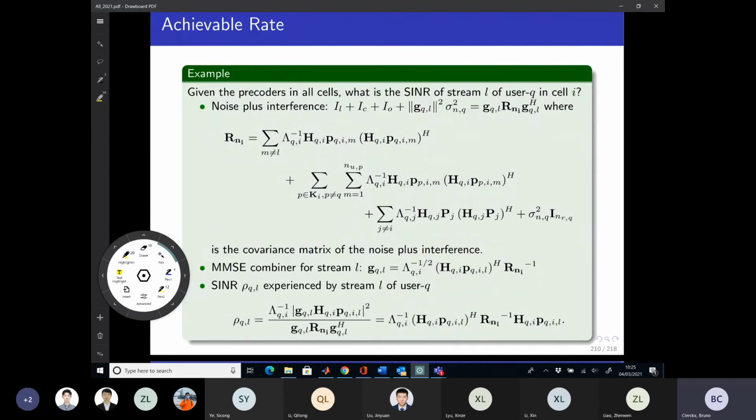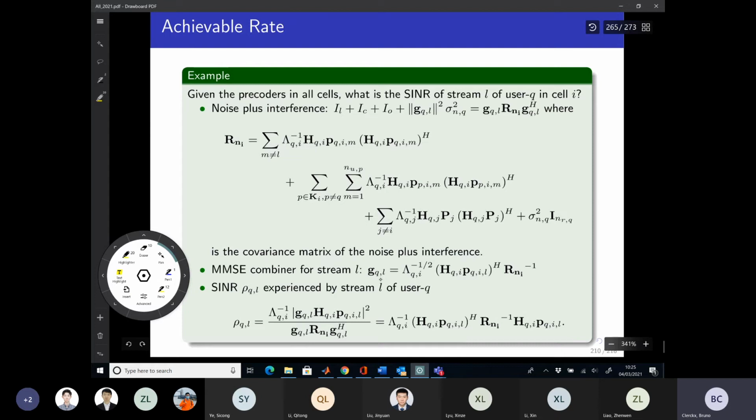If you assume you have MMSE, for instance, you can compute the covariance matrix of each of those interference terms: the covariance matrix of the noise, of the intercell interference, of the intracell interference, and of the inter-stream interference. And then you can design your MMSE combiner for the stream L of user Q using that, where your covariance matrix is given by that. And you can obtain your SINR of that stream L of user Q.